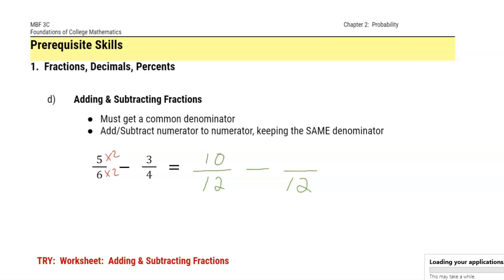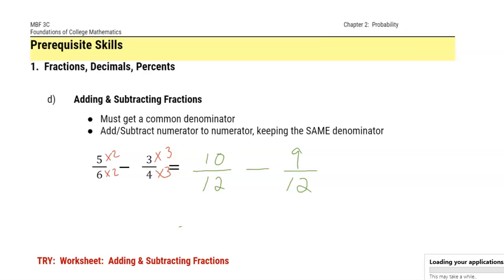Now, applying the same principles to my second fraction in the question, I'm going to say to myself, well, what did I need to do to 4 to get 12? Well, I needed to multiply by 3. Whatever I do to my denominator, I need to repeat to my numerator. And so that's going to give me 9 out of 12. And now I'm good to go.